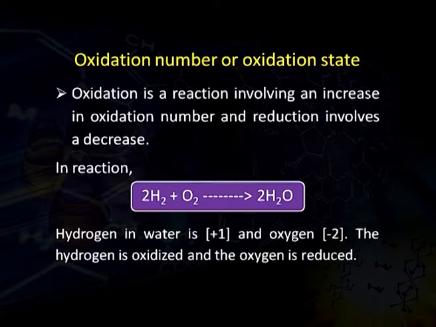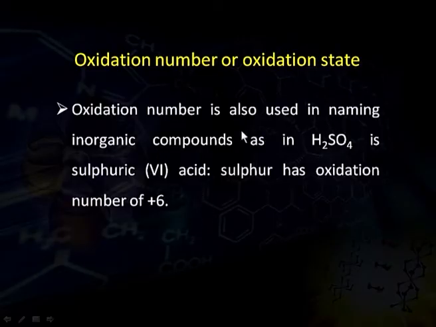The oxidation number is also used in naming inorganic compounds, as in sulfuric acid, which has been written as sulfuric(VI) acid. This 6 is indicating the oxidation number +6 for sulfur. In a similar fashion, in complex compounds also the oxidation state is utilized.